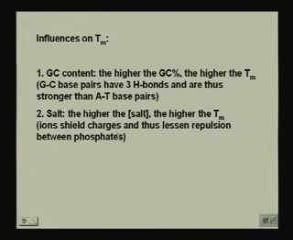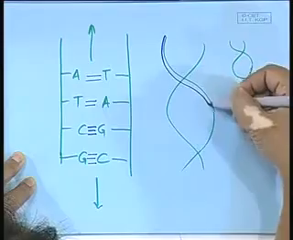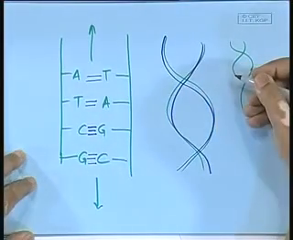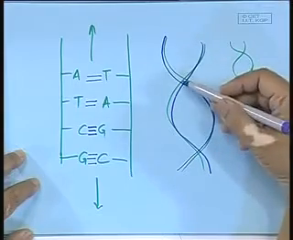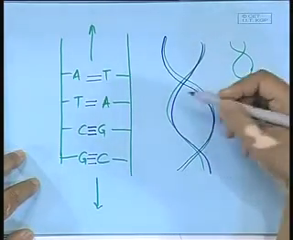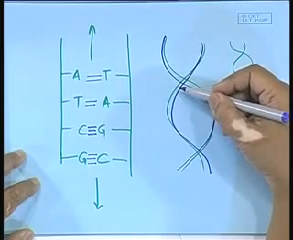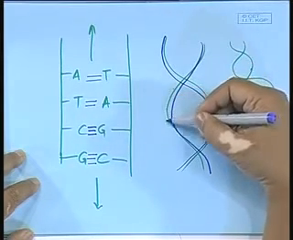What is going to happen? The higher the salt concentration, suppose you have a large amount of magnesium. What is going to happen? The ions are going to shield the phosphate charges on the backbone. This backbone is going to remain as far apart as possible, right, because you have the phosphate. Now, if you have salt ions that are going to stabilize this, what is going to happen?